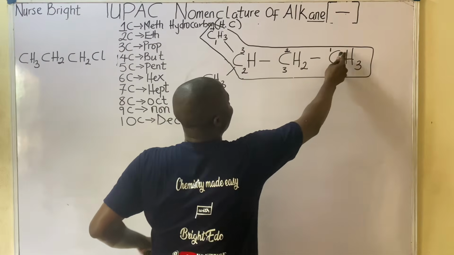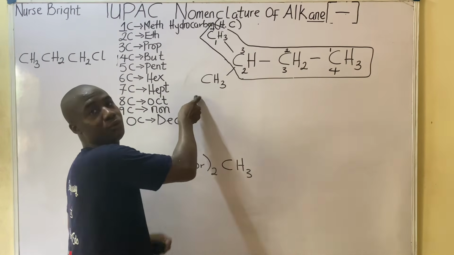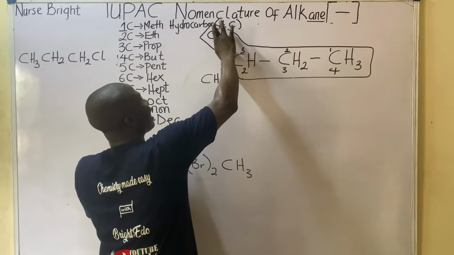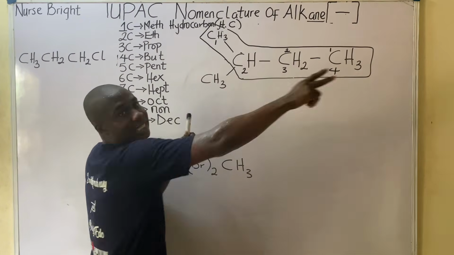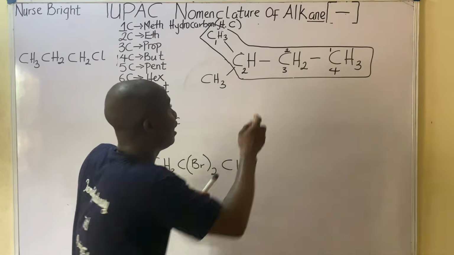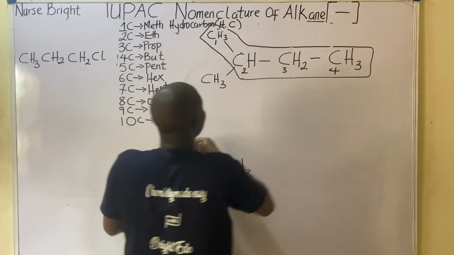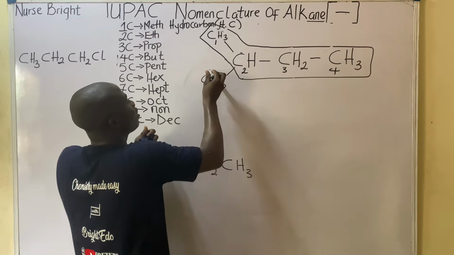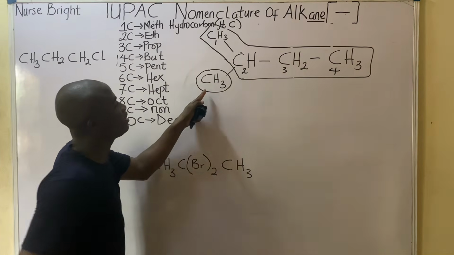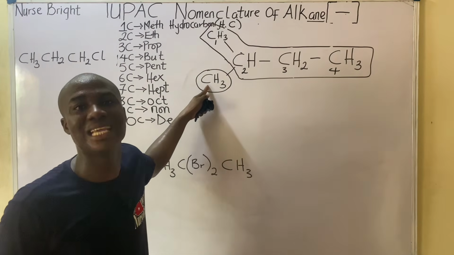But if we count like this, the substituent will fall under carbon 3. So will this work? No, we can't count like this. We have to make sure we count like this so that the substituent will fall under a low number. So you can see that the substituent fell under carbon 2. And what is this substituent called? This substituent is called methyl.